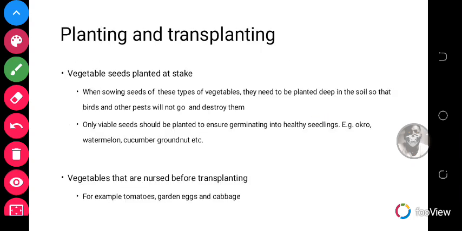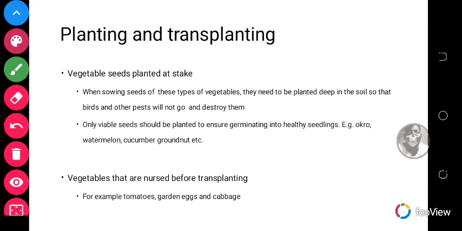So let's look at planting and transplanting. Now, vegetable seeds can be planted both ways. The first one is planting a stake, and the second one is planting on a nursery bed and then transplanting. So planting a stake, like we said in our earlier video, is planting seeds directly to the field where they are supposed to be. They would grow and be harvested. So planting directly onto the field.